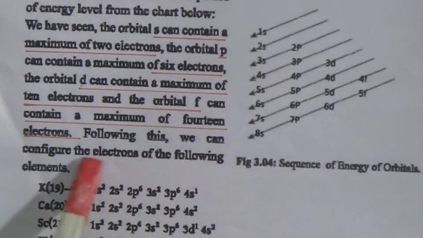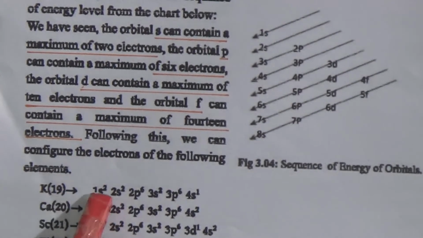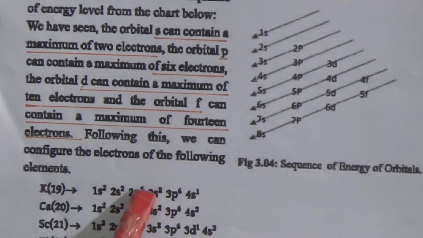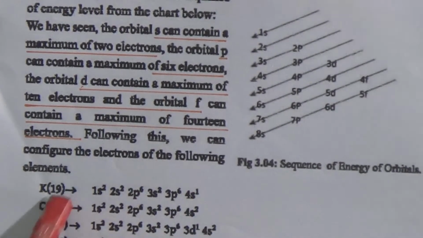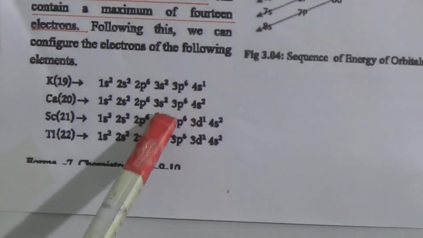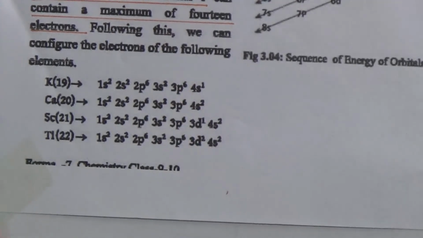Following this, we can write the electronic configuration of elements like potassium: 1s2, 2s2, 2p6, 3s2, 3p6, 4s1, and calcium: 1s2, 2s2, 2p6, 3s2, 3p6, and 4s2. You have to learn this one also.